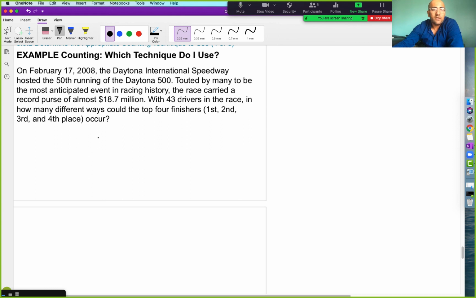That makes no sense. So this is easy enough, I think, where we can just do it the brute force method. So if we just think about how many ways are there for someone to come in first place, and then how many ways are there for someone to come in second place, and then in third place, and then in fourth place.